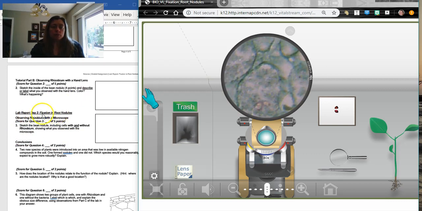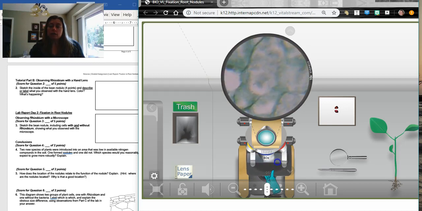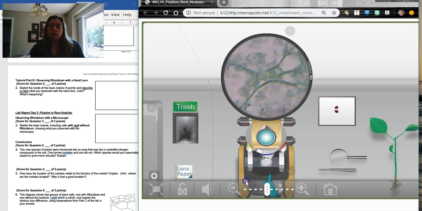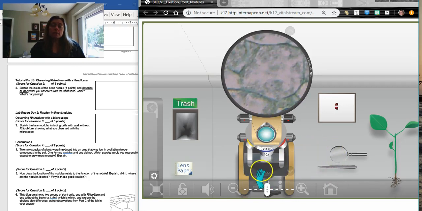Lab report day 2, observing. You write what you see here and you label it or you describe it. That is up to you. Do you remember how we discussed if they're infected, you're going to see them larger and you're going to see them like darker spaces. See, you can tell where the infection is and where the empty space is. So you have to draw those.